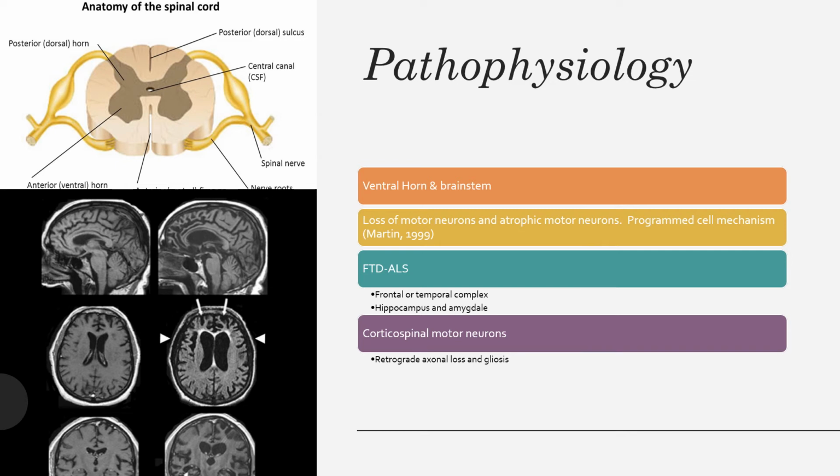FTD ALS, or frontotemporal dementia ALS, is a different form of ALS that is typically seen with familial ALS. This will affect the frontal and temporal complex, the hippocampus and amygdala. Especially with the amygdala, it accounts for the change in behavior. The amygdala is involved with a lot of emotions.